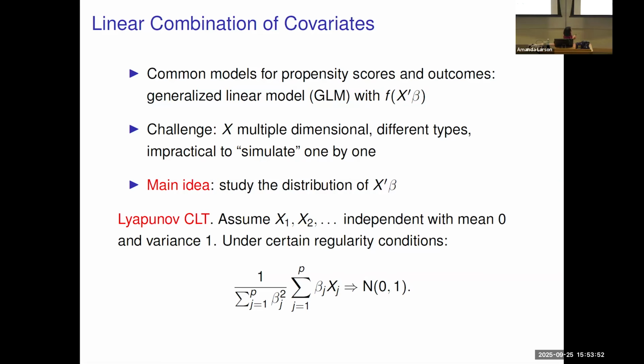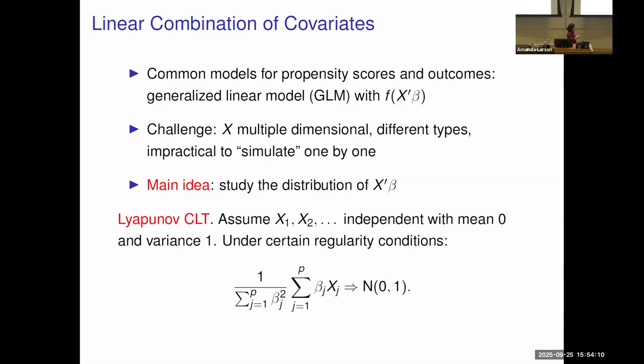So the challenge is X is multidimensional. In reality, it's impractical to simulate one by one, because how do you know, for your new study, before you even collect the data, what that is? So again, my student is just so creative. He was saying, look, I'm not going to simulate the X.